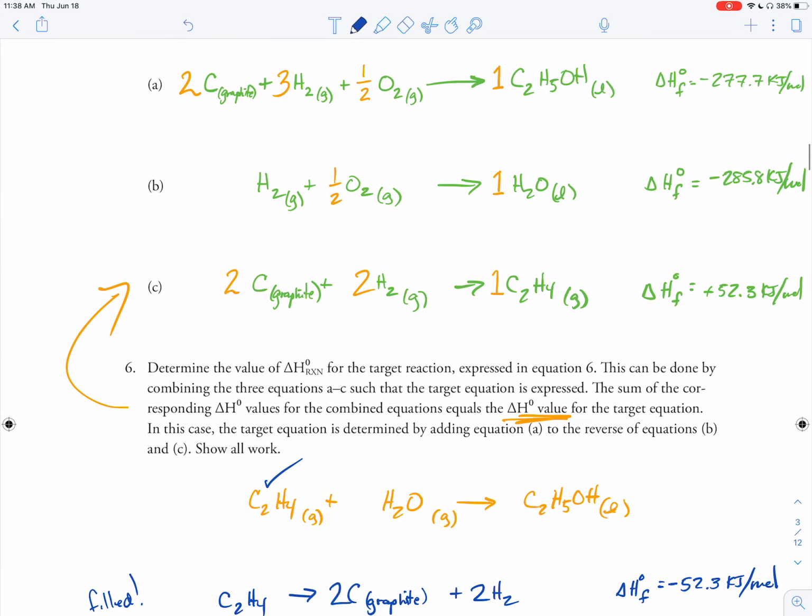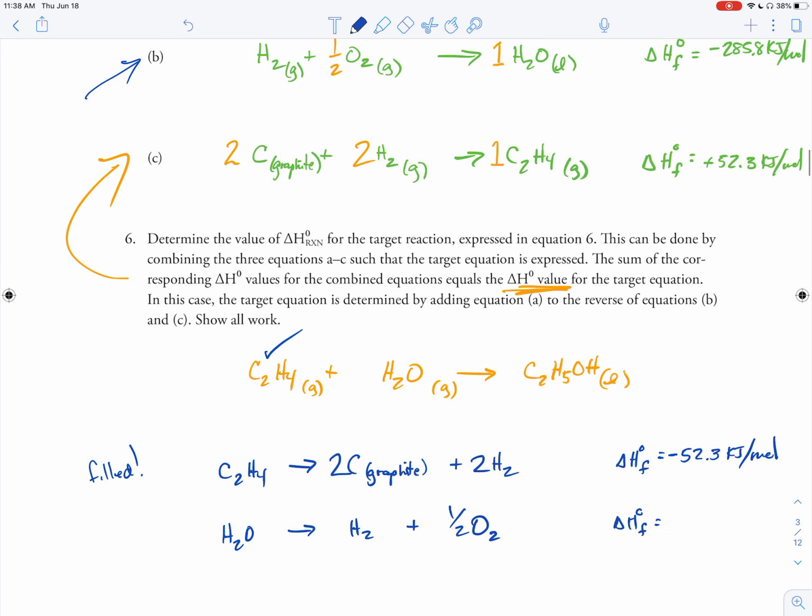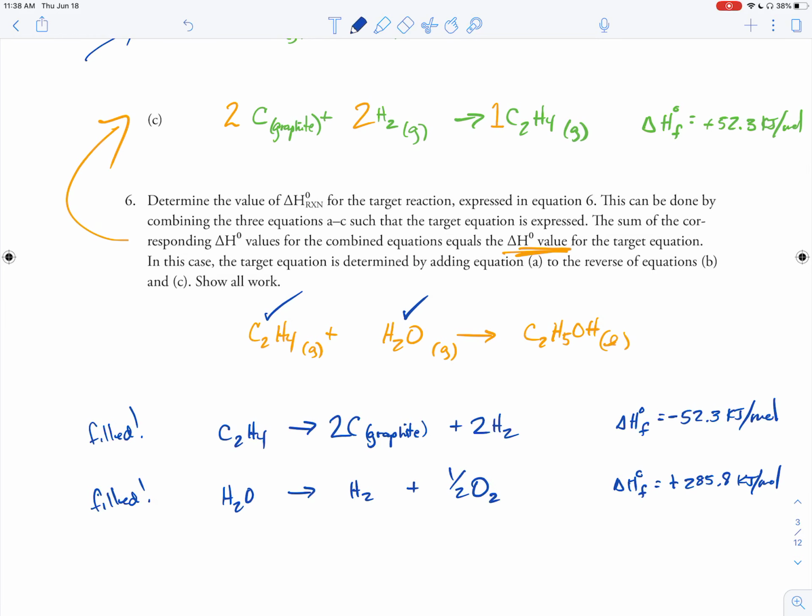Water. That's the second one. So we're going to flip that one as well. So H2O yields H2 plus 1/2 O2. Delta H naught of formation is negative 285.8 kilojoules per mole. I flipped. So what do I do to the sign? Flip it. Okay. Got that one. And they're correct coefficients as well.